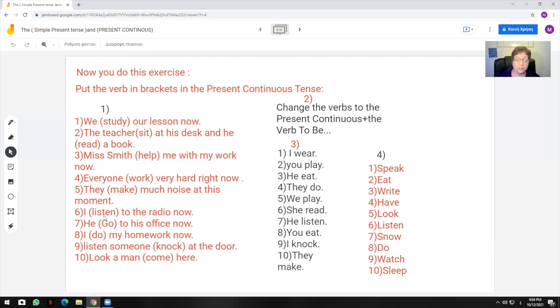I listen, بستمع, to the radio now. He go to his office now. He go to his office, بيذهب للمكتب بتاعه. I do my homework. أنا بعمل الواجب بتاعي. Homework is واجب.